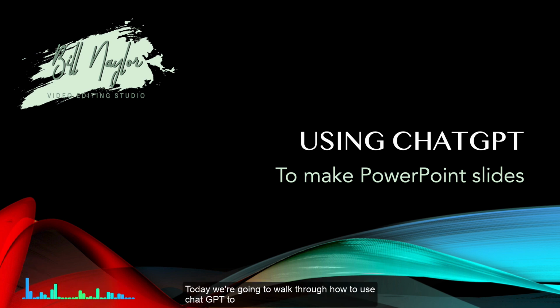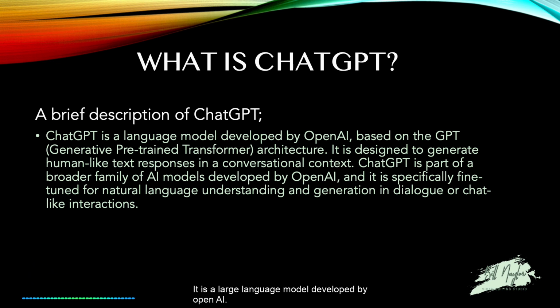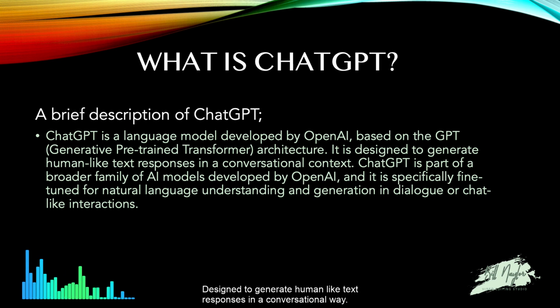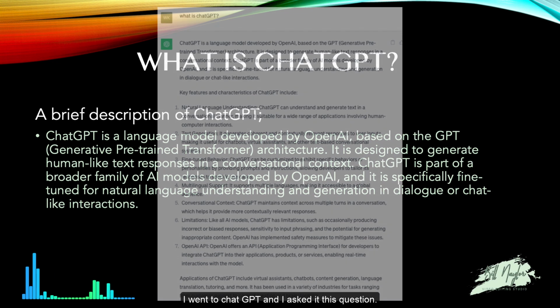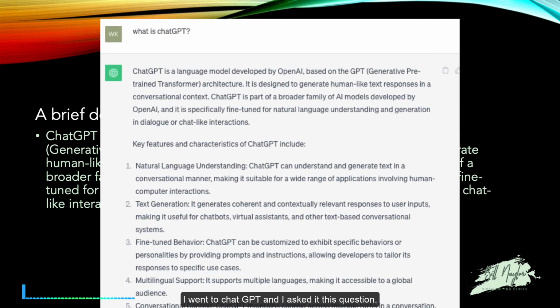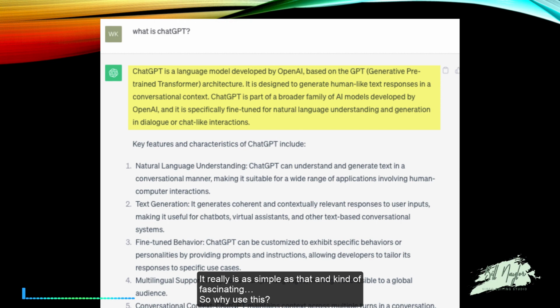Today we're going to walk through how to use ChatGPT to help create presentations quickly and efficiently. So, what is ChatGPT? It is a large language model developed by OpenAI designed to generate human-like text responses in a conversational way. How did I come by this description? No, I didn't Google it. I went to ChatGPT and I asked it this question. It really is as simple as that, and kind of fascinating.